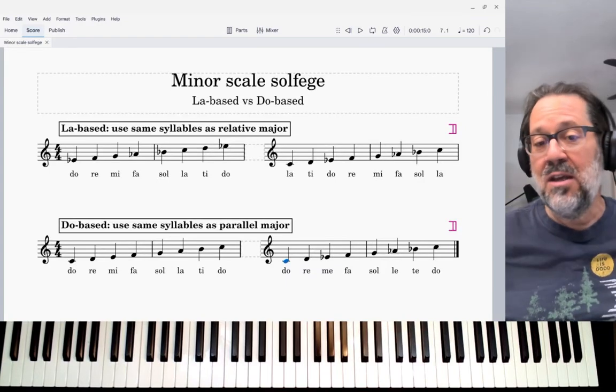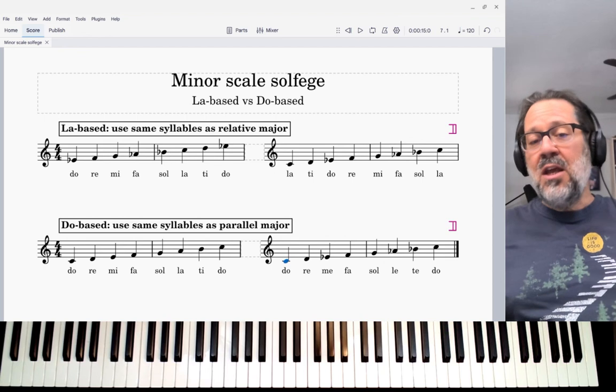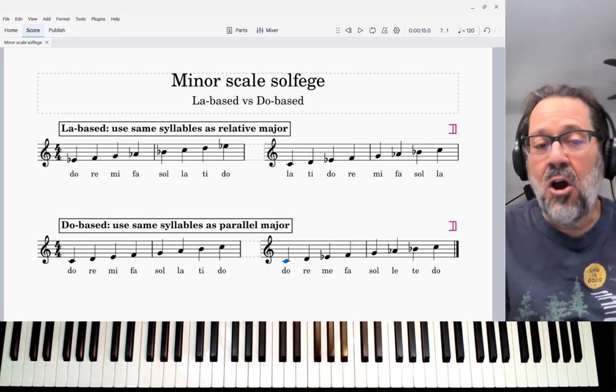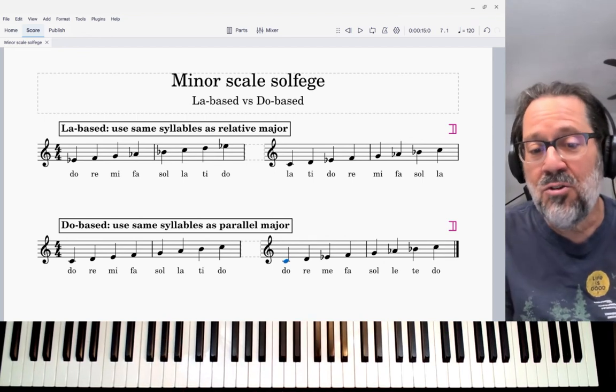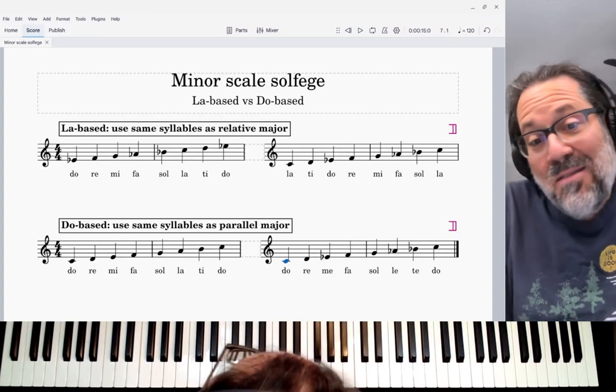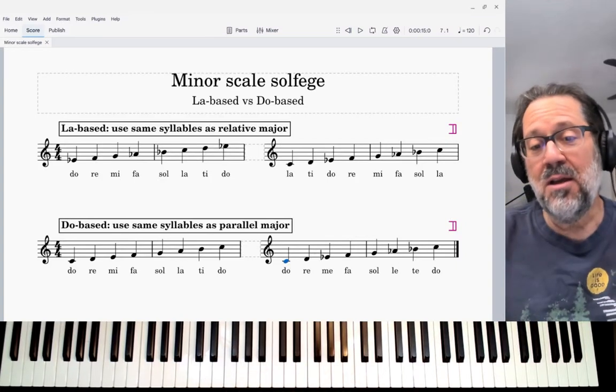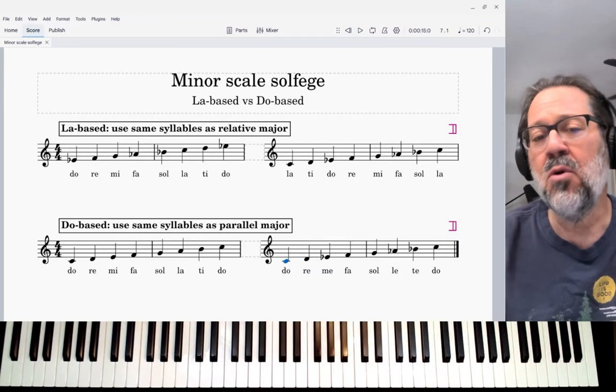And if you find it useful to use solfege in a minor key, if you haven't already made your choice of la or do-based minor, I'm going to leave that up to you, but choose the one that feels like it might be more natural for you.